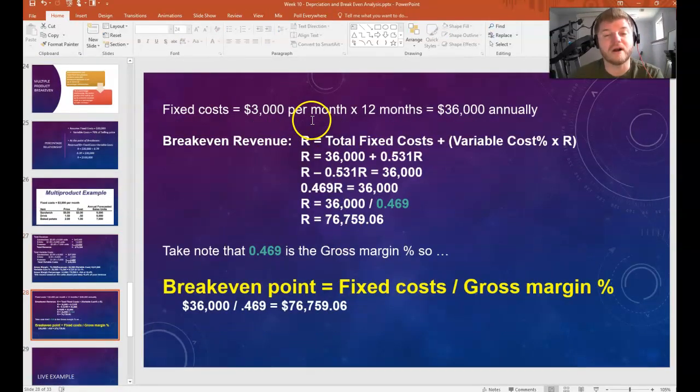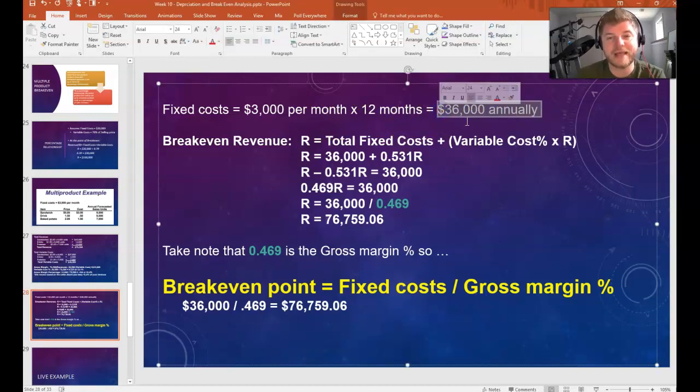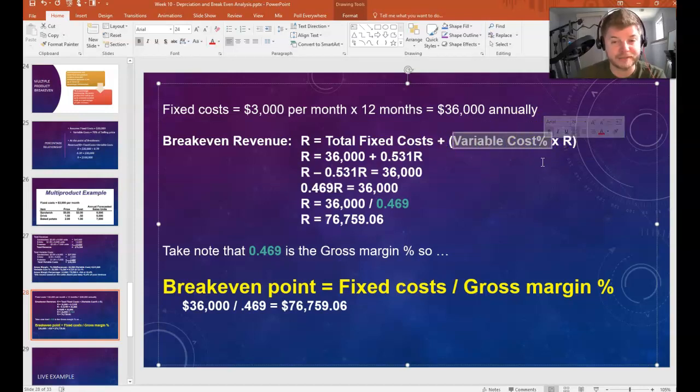So fixed costs are $3,000 a month times 12 months. So we're looking at $36,000 annually. So our break-even revenue is revenue, as we said before, revenue equals total fixed costs plus variable cost times revenue. Variable cost being the 53.1% times revenue. So revenue equals 36,000, right? We just got that number right up here, plus 0.531R, which means the revenue times 0.531.